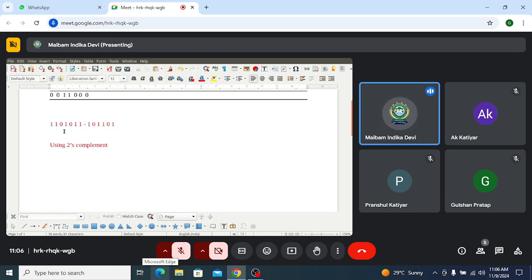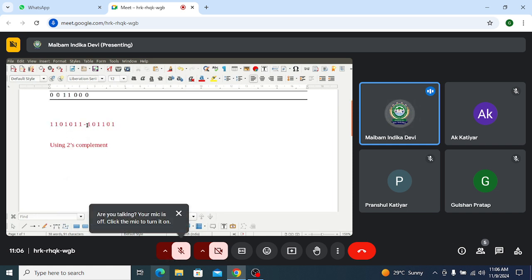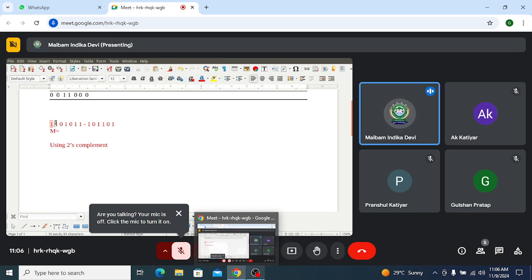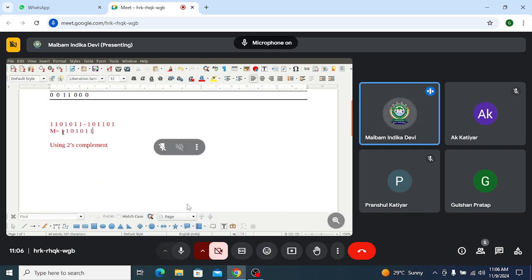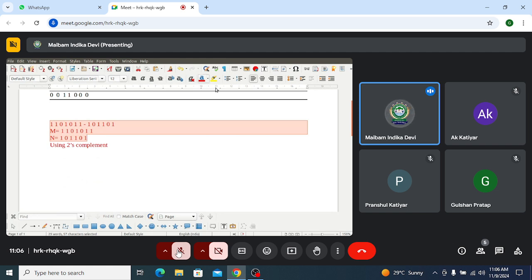So this is m, this is n, the subtrahend. Let's check whether the number of digits is the same or not. M equals this: 1, 2, 3, 4, 5, 6, 7. And n equals this: 1, 2, 3, 4, 5, 6. So we have different numbers of digits, so you will put an extra 0 just to make it the same. So you are going to add this extra 0. Clear? So this is the first step.